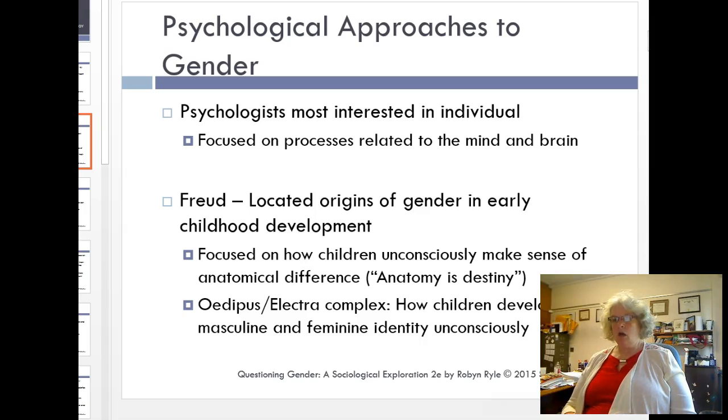And he focuses on how children unconsciously make sense of their anatomical differences, and he looks at the Oedipus complex of how children develop their masculine and feminine issues. Now, when we look at the Oedipus complex, it is how men develop that sense of their masculine identity, and boys develop this concern about being castrated in the process, according to the definition here, and they fear castration from their own fathers.